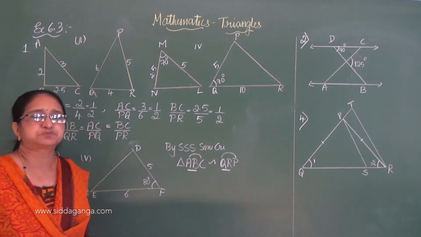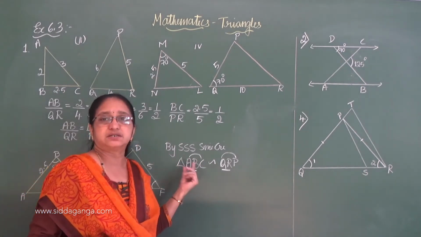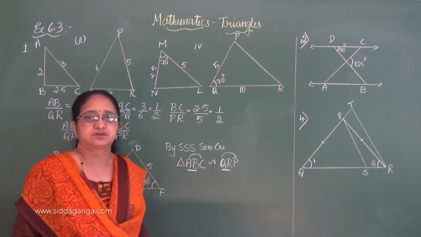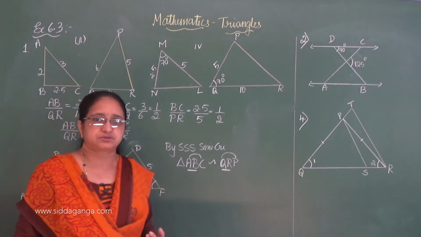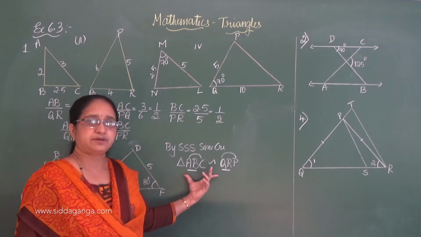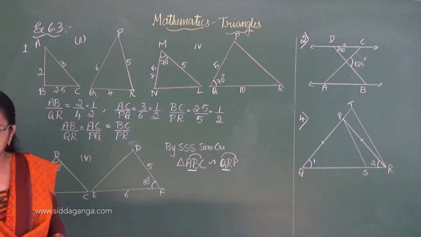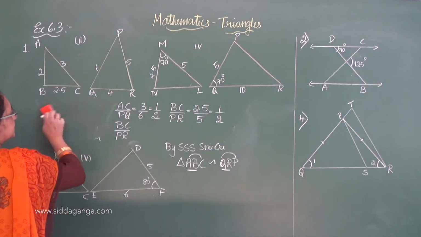You all know the corresponding sides are proportional, the corresponding sides and the corresponding angles. So you should note that. You have done it in the congruency criteria also. So I think it won't be difficult for you to understand this. Now I finished the first one. So let me work out the second one now.